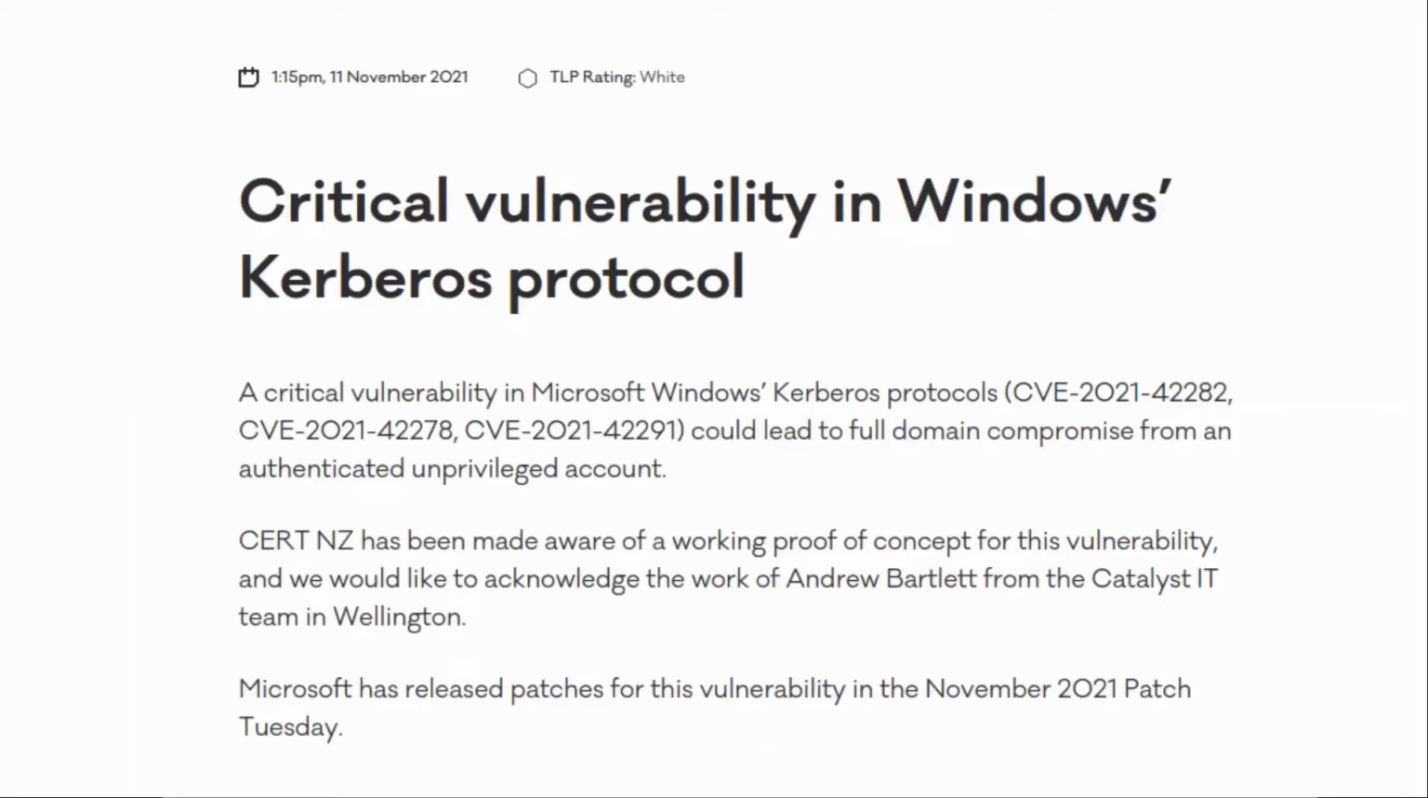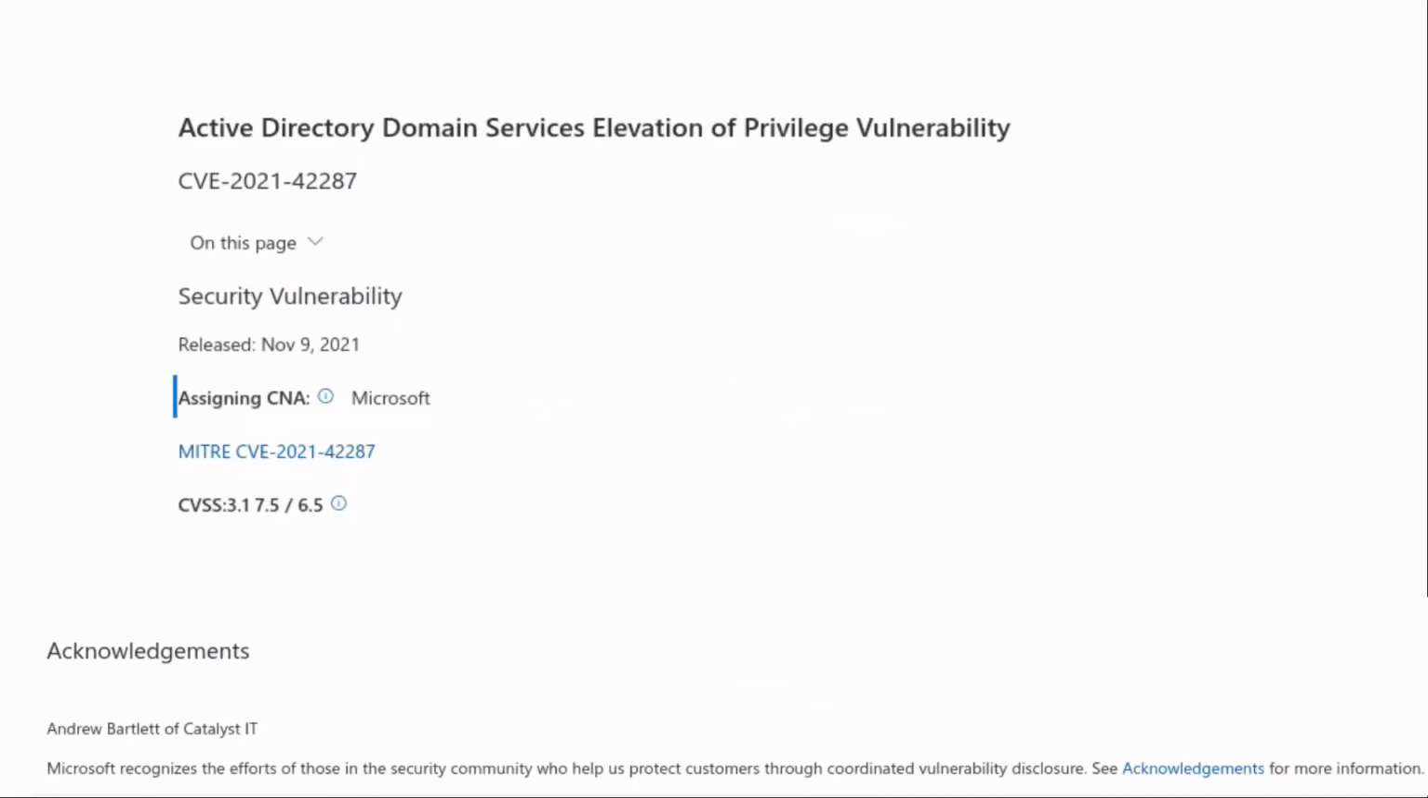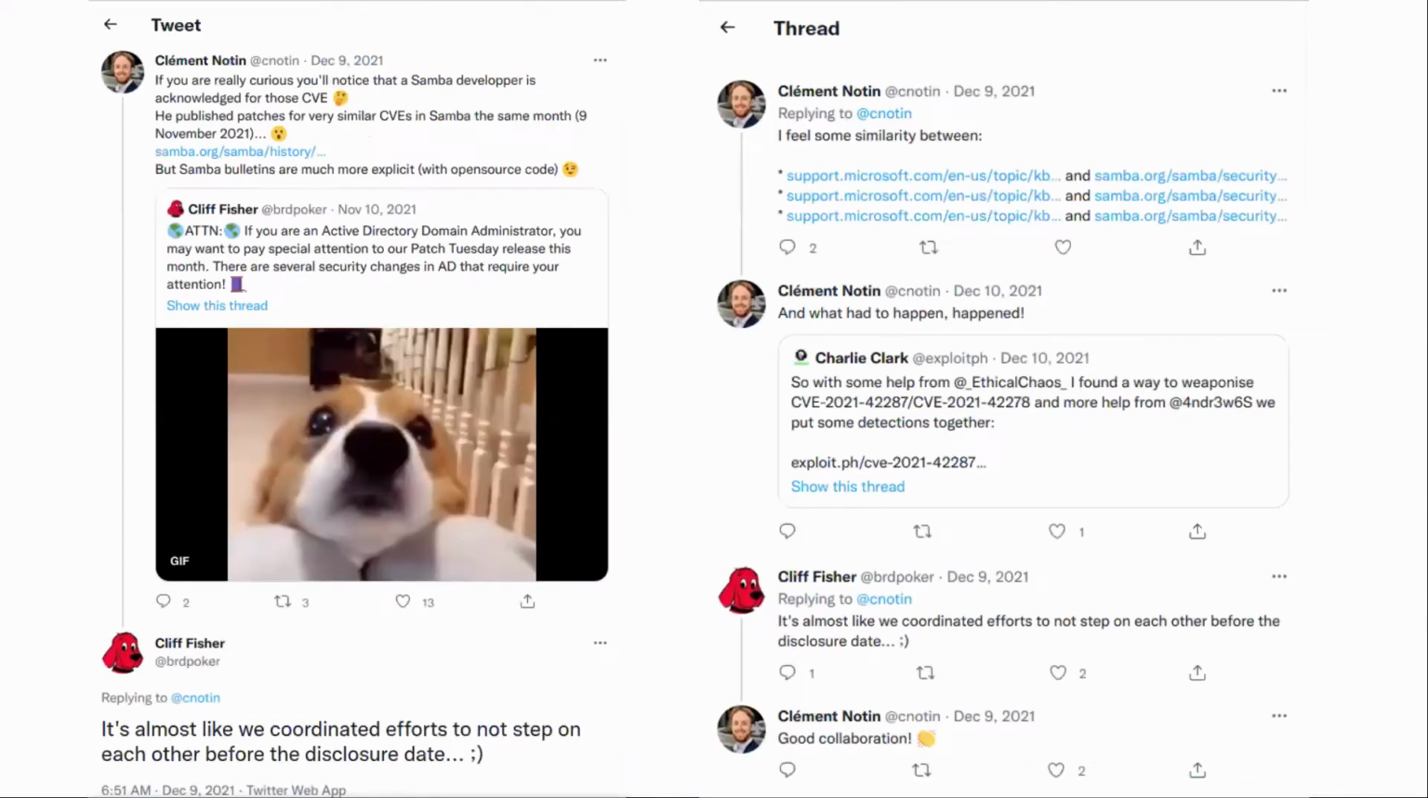The local CERT in New Zealand put out this lovely little article. I gave them a day's heads up, and I got a nice little piece of notice put up, which was nice. Microsoft did this with acknowledgements to Andrew Bartlett of Catalyst IT. And a month later, these tweets. I do thank Alexander Bokovoy. I think it was he who pointed these out to us.